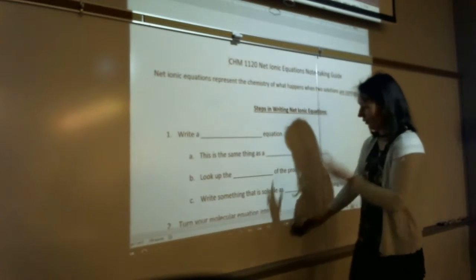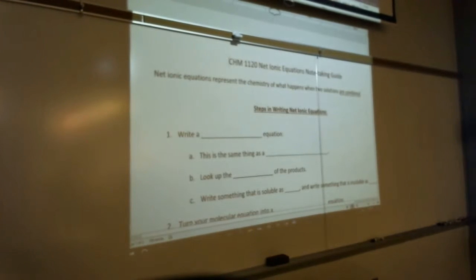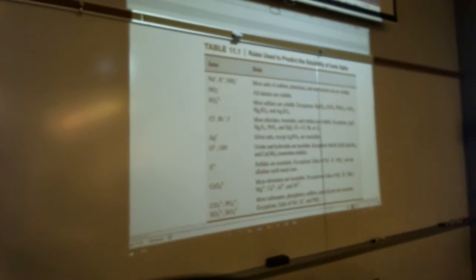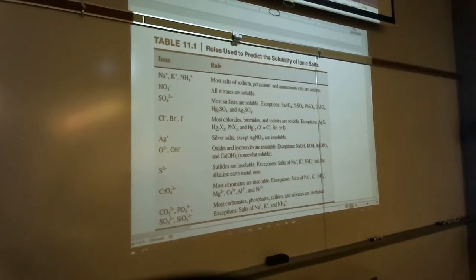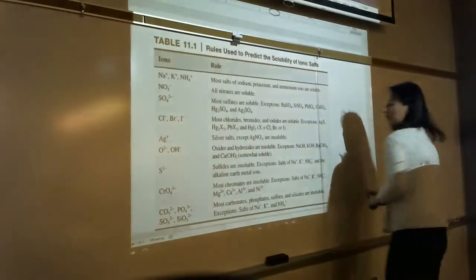I can't remember if the one on this handout is the same one that's in the current edition of your textbook, but it's very similar if it's not the exact same one. So here's your solubility rules. This might not even be the same one that I gave you last time. I can't remember. Solubility rules all work pretty much the same way, right?